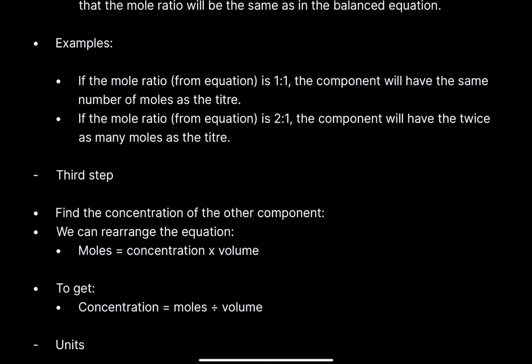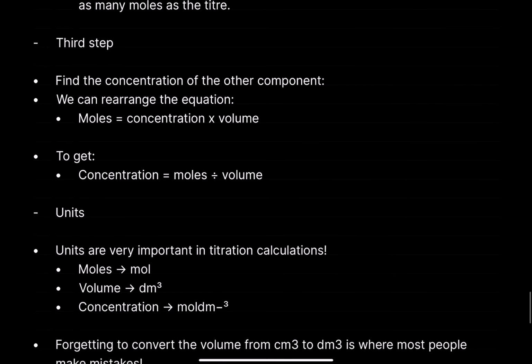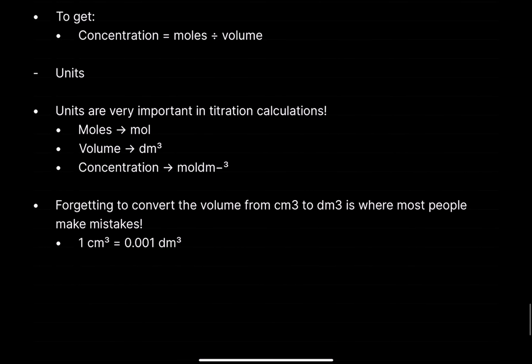Now, the next step is finding the concentration of the other component. We can rearrange the equation moles equal to concentration times volume into concentration is equal to moles over volume. And the units for this are very important in titration calculations, where moles is in mol. Volume is in decimeters cubed and not centimeters cubed.